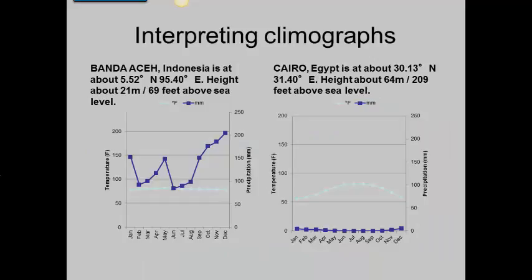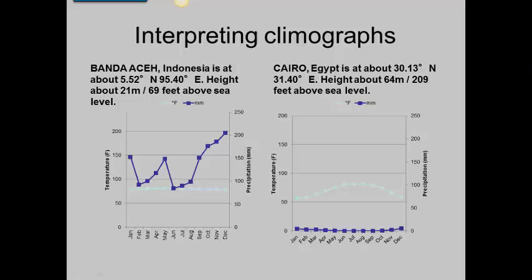This figure shows two climographs for two very different regions of our planet. The first one is from Banda Aceh, Indonesia, which is located at about 5 degrees north latitude, and it's pretty much located at sea level. The second climograph is from Cairo, Egypt, which is located at about 30 degrees north latitude and also pretty close to sea level.